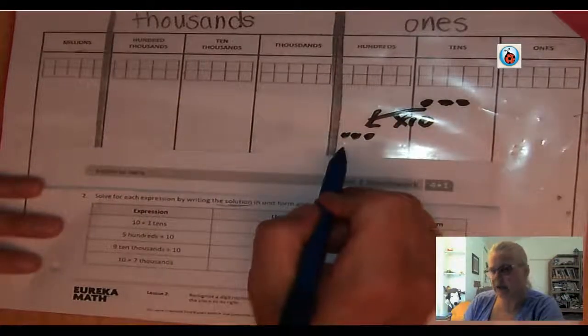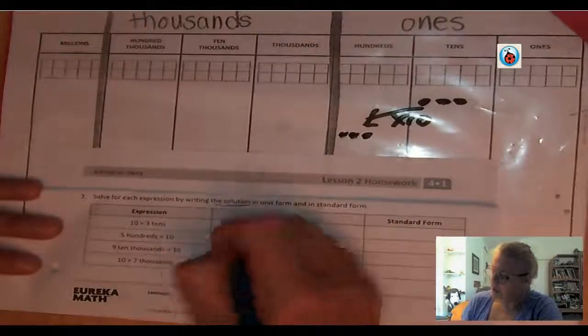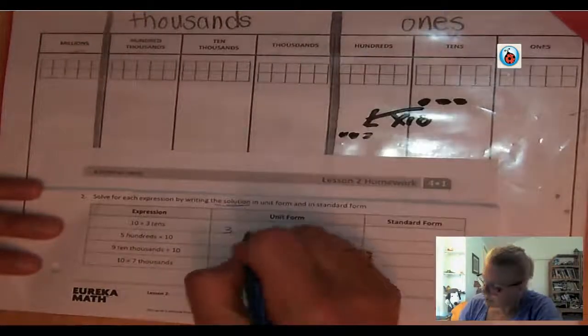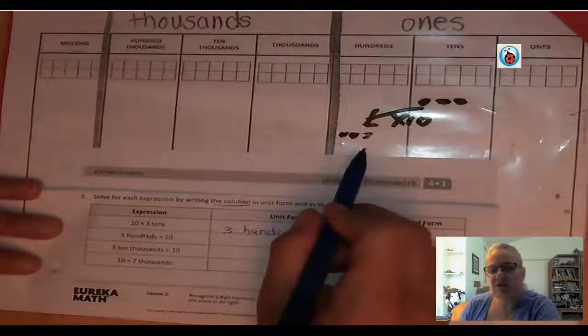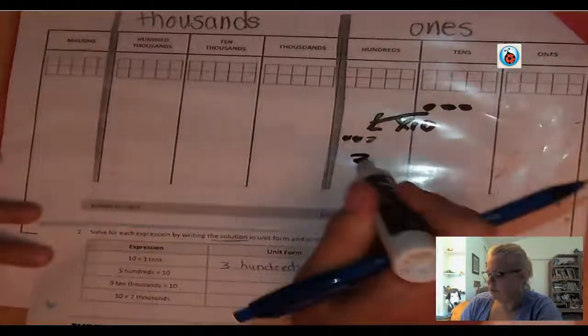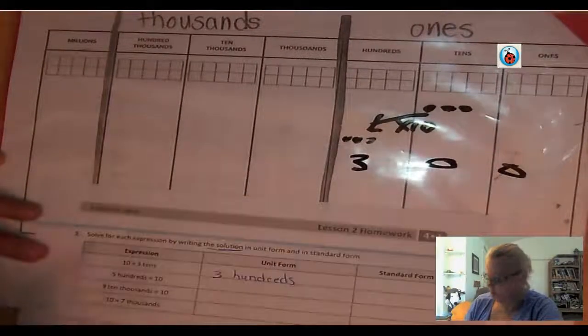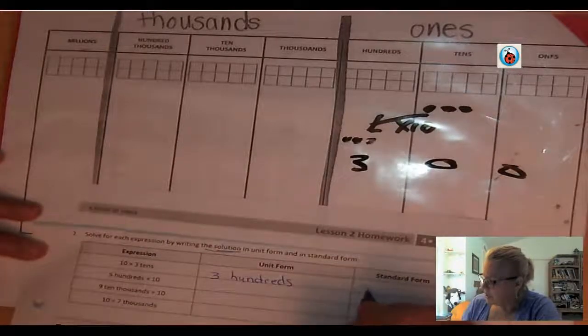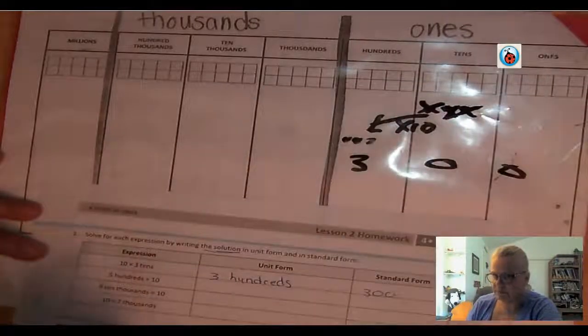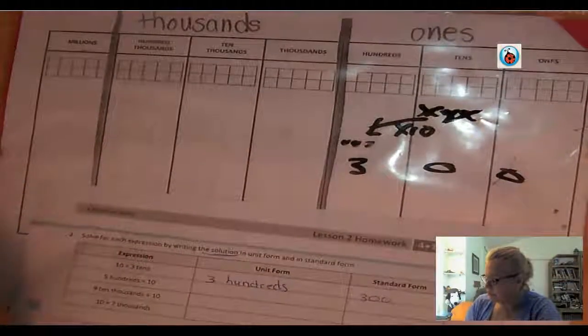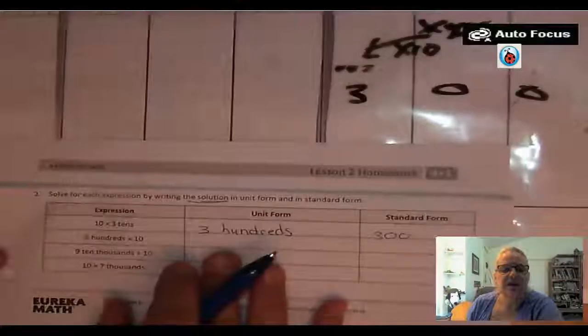And we end up with unit form. How many do we have? We have 3. What are they? Hundreds. How do you write this in standard form? Well, you would write 300. Because remember, we moved these over there when we multiplied them by 10. So now we have 500s times 10.